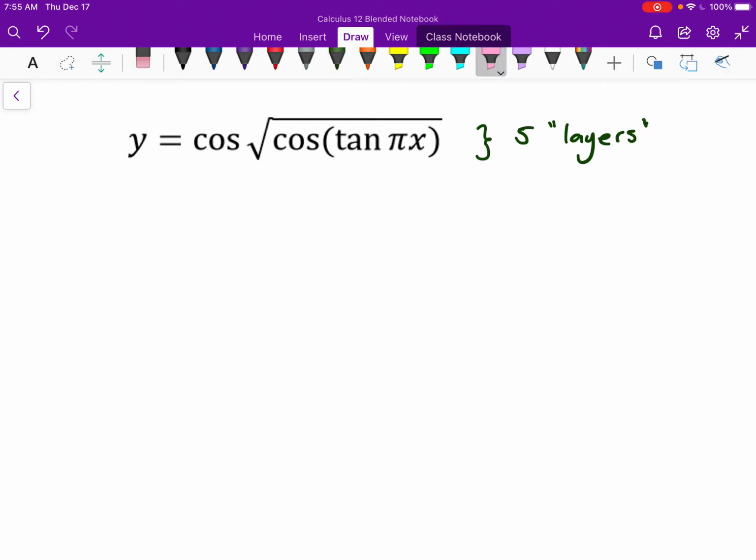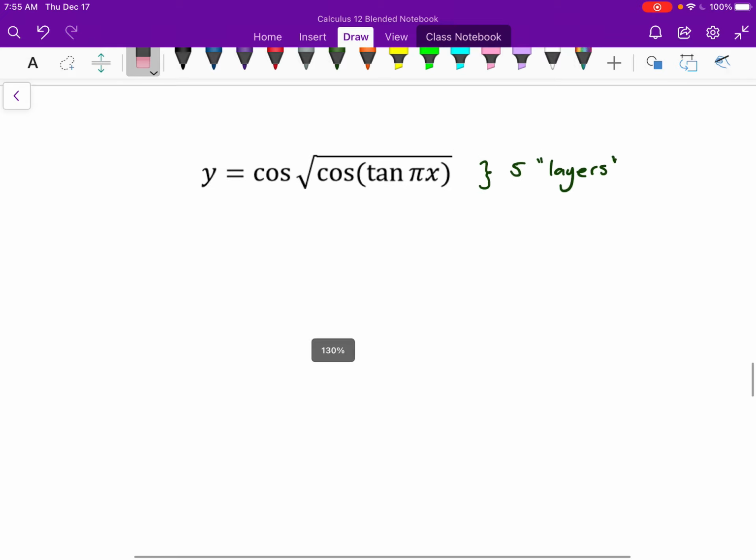On the very outside, I have a cosine function. Inside the cosine function is a square root function, a radical function. Inside that is another cosine function. Inside that cosine function is a tangent function. And inside that tangent function is a linear function. There's 5 layers here. So if we didn't see that, we would for sure make a mistake. And a common mistake is to miss a layer. That's it, starting from the outside in.